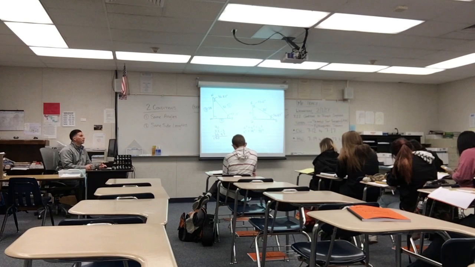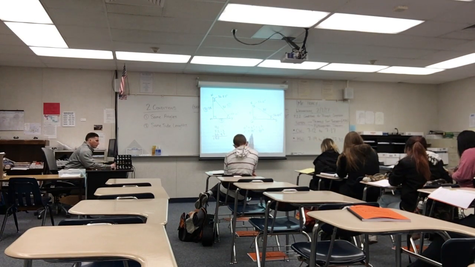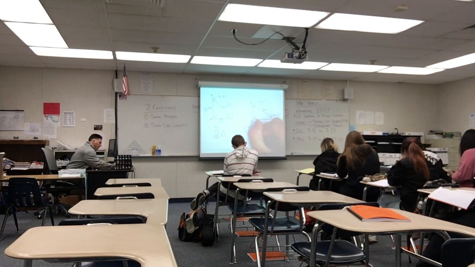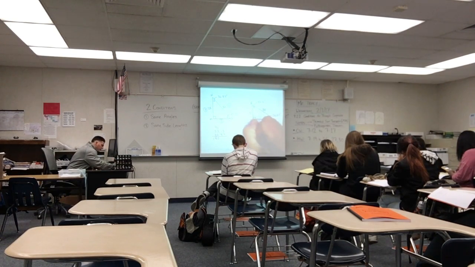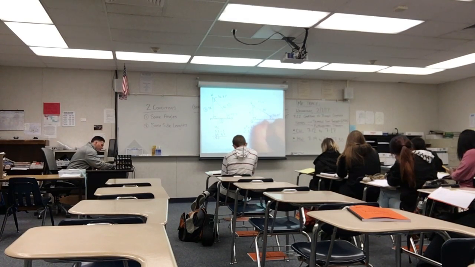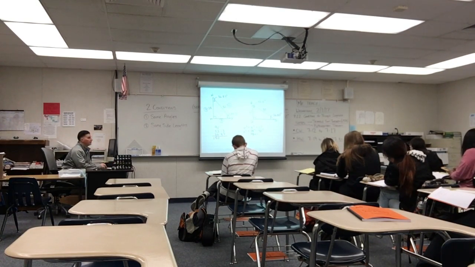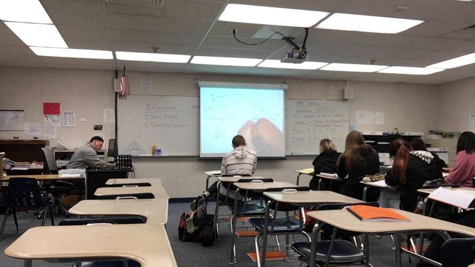Do you have a calculator? Okay, do the math for me, please. What's 28 squared? 784. And 35 squared? 1225.